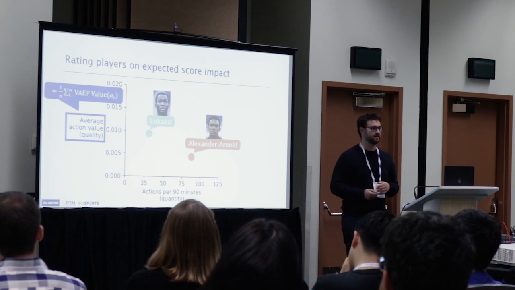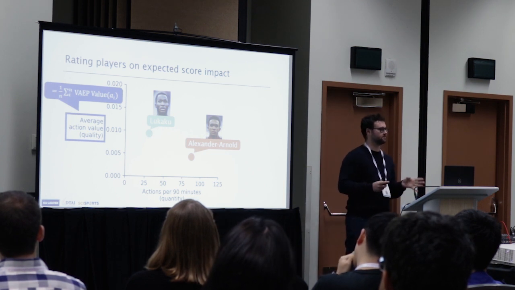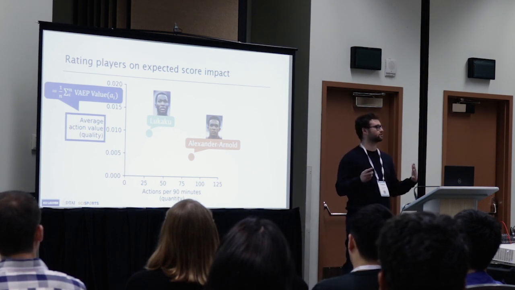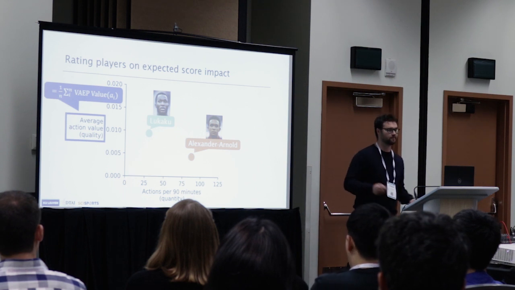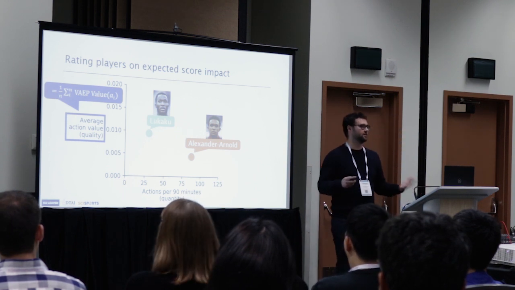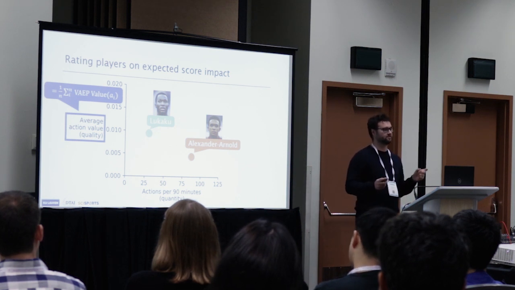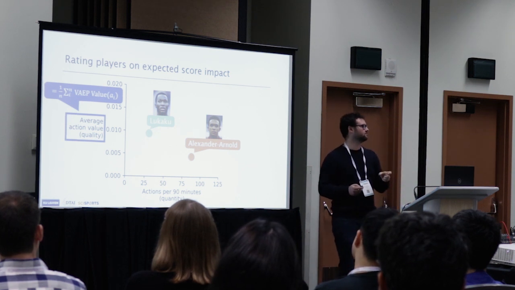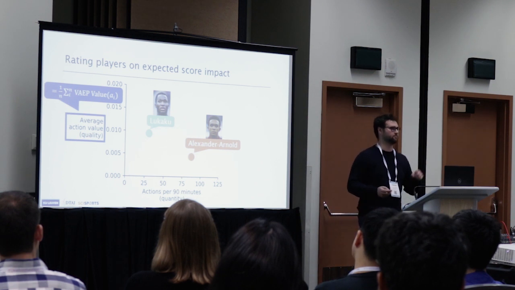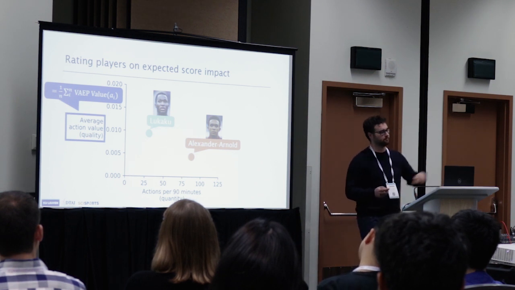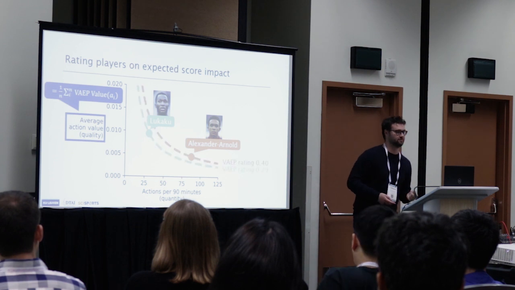So what we can see here is that every time Lukaku touches the ball, your odds of scoring go up by roughly 1%. And every time Alexander-Arnold touches the ball, your odds of scoring go up by roughly 0.5%. But to get their total contribution to their team over a game, you have to multiply the average action value by how many actions that player actually performs.